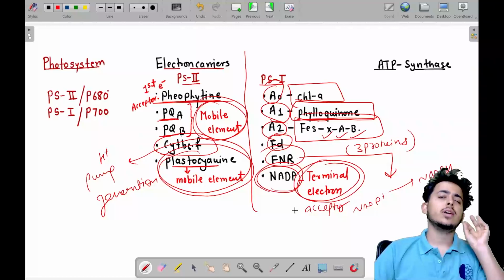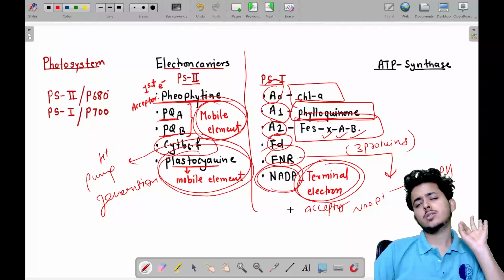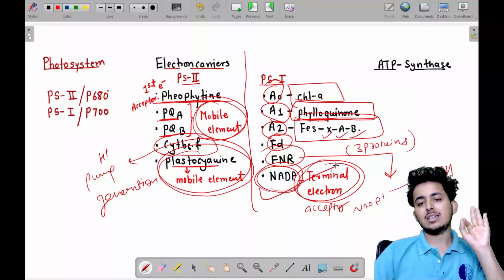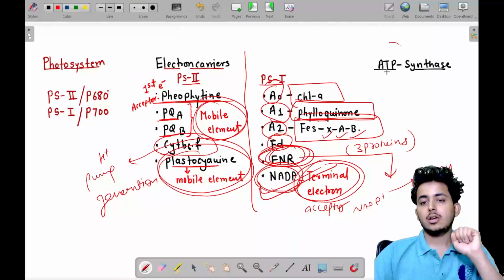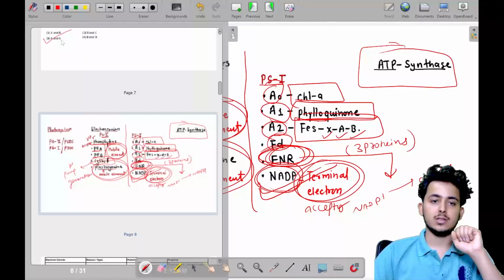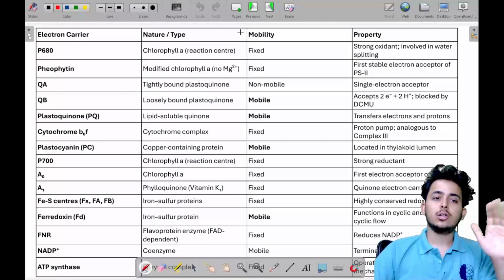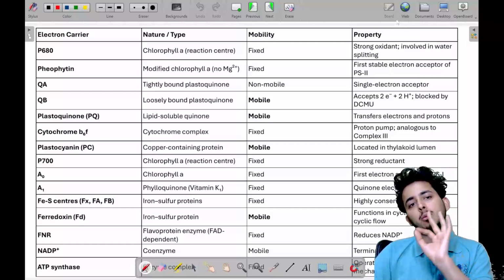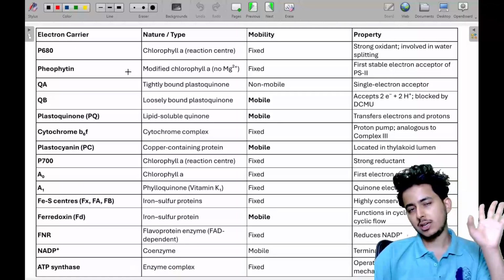So the first question, a very important question which many people mark wrong, is which is the terminal electron acceptor in the Z scheme in non-cyclic photophosphorylation. The answer is NADP, and not FNR. Kindly note, not FNR, it is NADP. Then ATP synthase, which is responsible for ATP formation. Now I have summarized for you all the electron carriers, their nature, their mobility, their property. This is more than sufficient for any entrance exam you are targeting, CUET PG, GAT-B, any entrance.